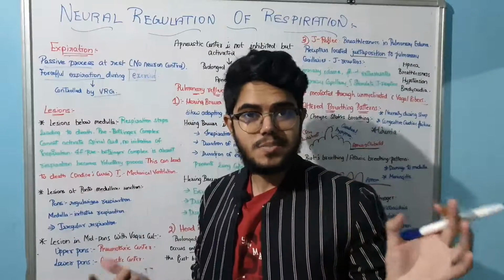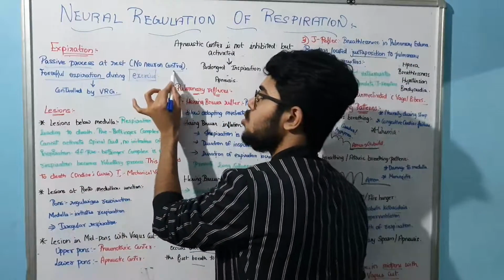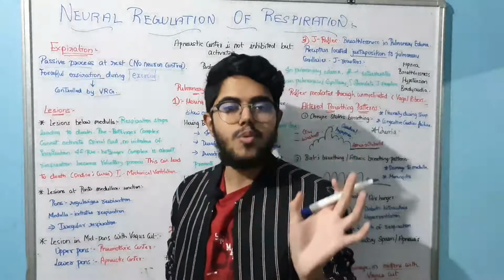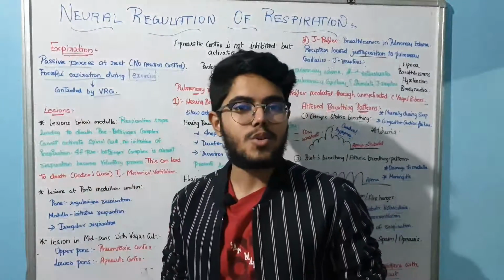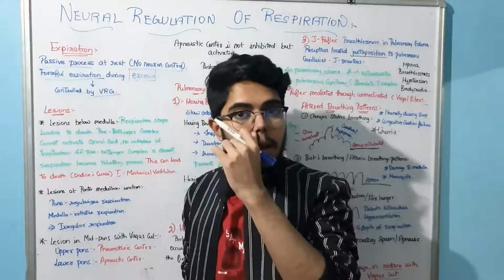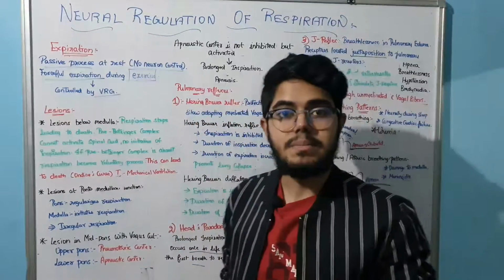Because lung is a spring. So there is no neuronal control. Only when there is forceful expiration, that is during exercise-like condition, then it is controlled by the ventral respiratory group. Now we will move on with some lesions.